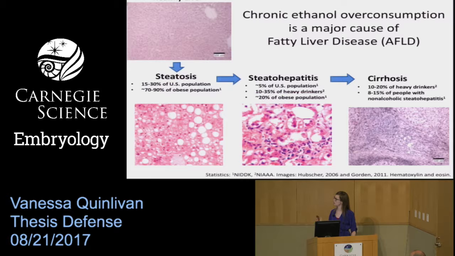So I do want to say one thing that we don't understand about this disease progression is that only some people with each of these conditions will go on to develop the next condition in the progression, and it's not perfectly correlated with, say, the amount or duration of alcohol abuse. So I wanted to use my model system to investigate how diet might play a role.